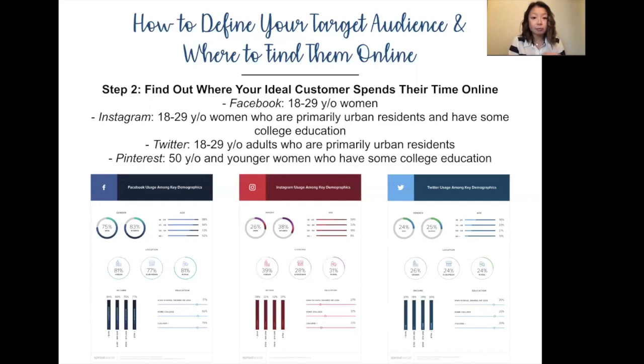Twitter is not gender specific like Facebook and Instagram and Pinterest are. Rather, the main demographic on Twitter is 18 to 29-year-old adults who primarily live in urban settings. And Pinterest tends to cater to a bit of an older audience, anywhere up to 50-year-olds. And the majority of Pinterest users are women. So knowing these facts, you can make a much more educated decision as to which social media platform to use to reach your target audience.